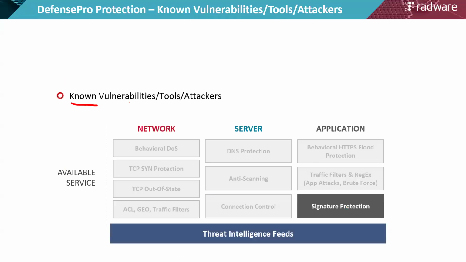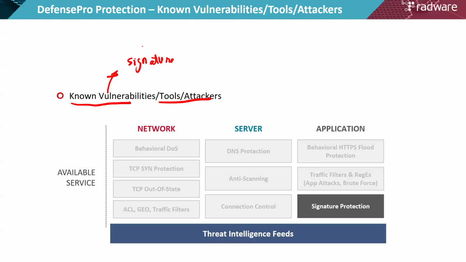Then we have known vulnerabilities, tools, and attackers. All these things would be mitigated by signature protection. If you see known vulnerabilities, be sure that it is your signature-based protection that you'll be using in order to mitigate those kinds of attacks.